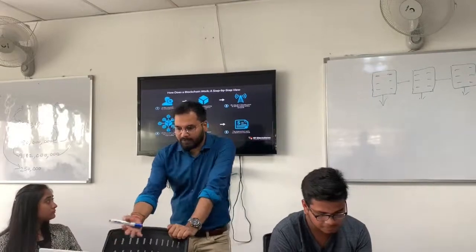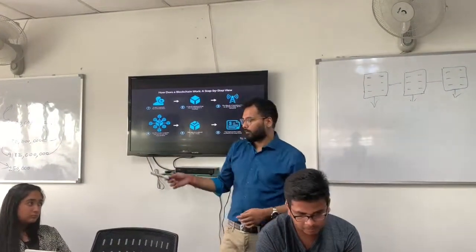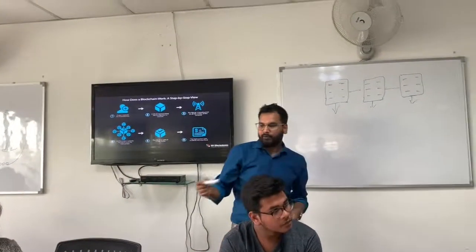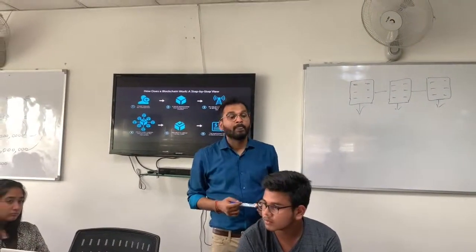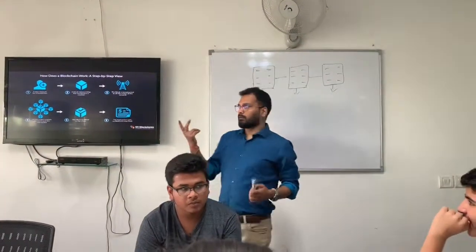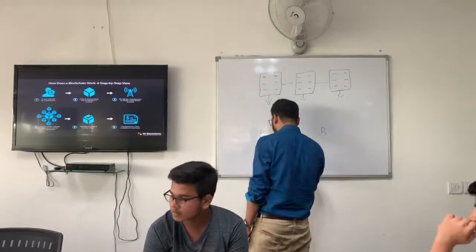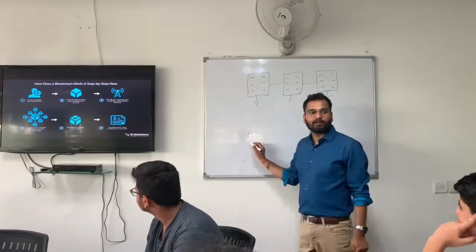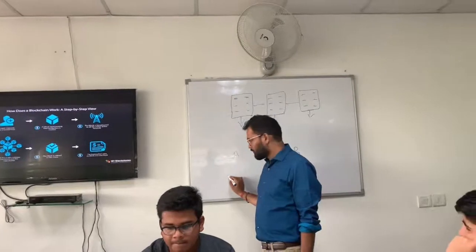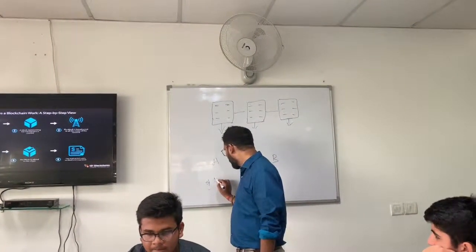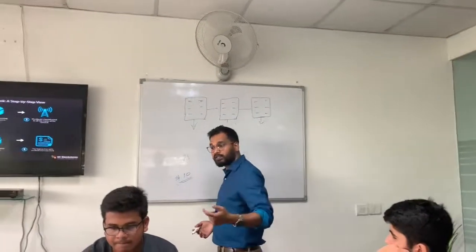So how does a blockchain work? It's a step-by-step guide, and everyone here will explain steps 1, 2, 3, 4, 5, 6. In step 1, the user requests a transaction. It means here there is A and there is B. A requests a transaction that I want to send $10 to another address, B.